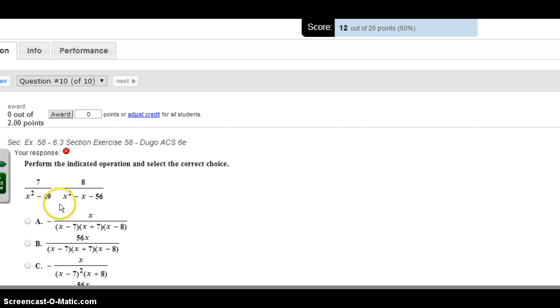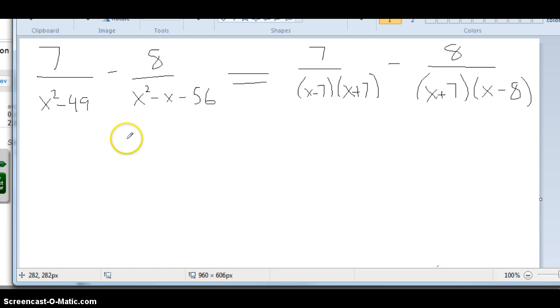Here's a similar problem, but a little more complex, where we're trying to subtract, but now the denominators are not the same to start with. So we have to make them the same before we can subtract. And you're going to want to start by factoring, which I've done that step already. So the x squared minus 49, x minus 7, x plus 7 is what that factors to, the difference of two squares. And then this expression right here would be x plus 7 and x minus 8. So you can FOIL that and see you'd get back to that.